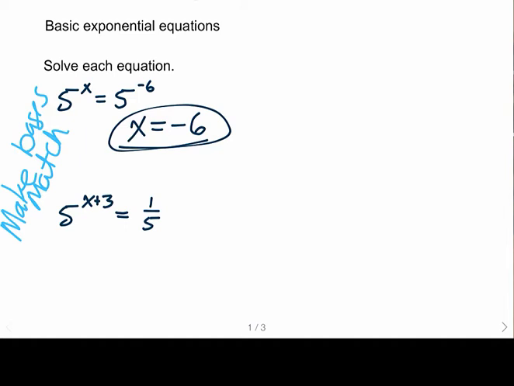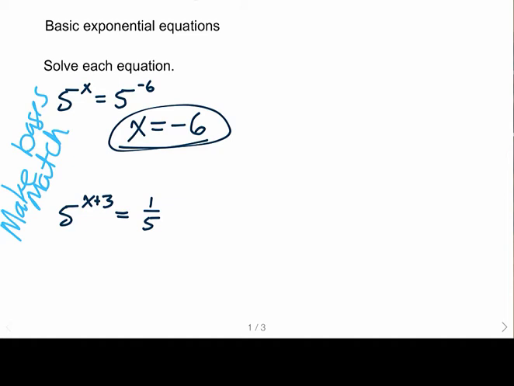Here's the deal. The equations get more interesting. Down the road, there's going to be another video solving more interesting exponential equations. You're going to forget this. On a test, you're going to forget this. Don't. If you can make the bases match, do so. That leads us to the next example.